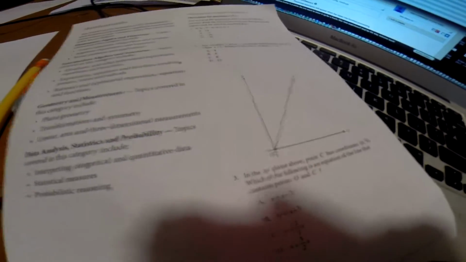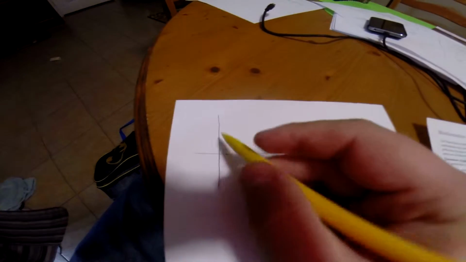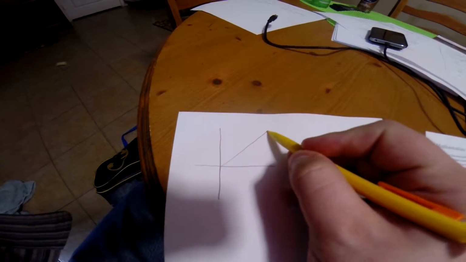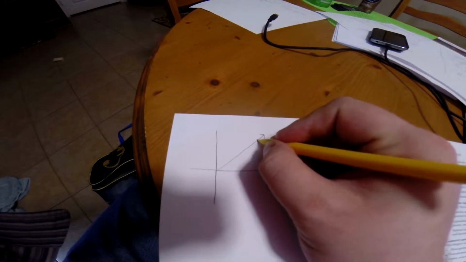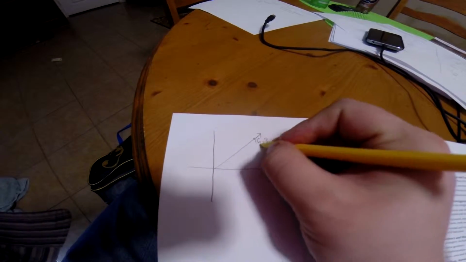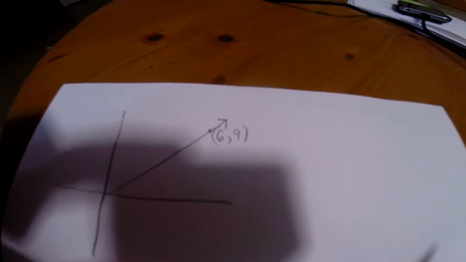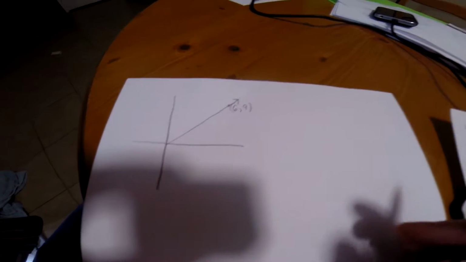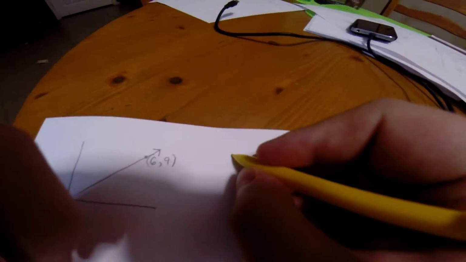All right, so we have this picture here, and in this picture, we have a line that shoots out. We have a point here at (6, 9). Okay. All right, so we got (6, 9). So there's a couple things you have to know, all right?